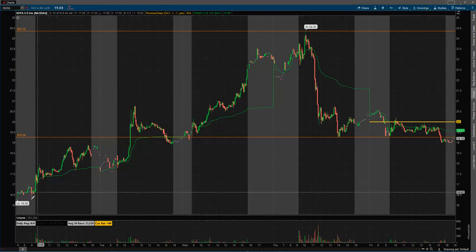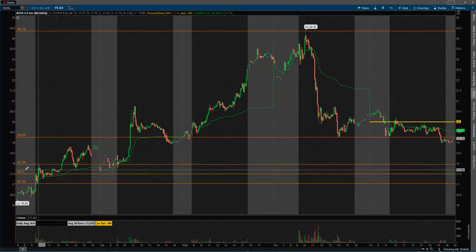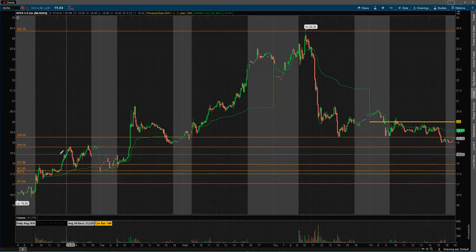This is the start of the run. Here's where it initially took off. This was the high. This is where it pulled back. And then this was the high here, and then it pulled back. Then it hit a high here and pulled back to this, and then it hit a high here and pulled back to this. So now let's see what happens.